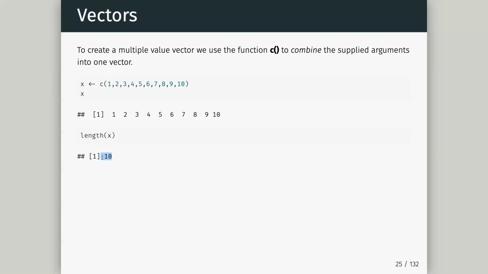So this is our first multiple-value vector. We've created it ourselves using combine, we can print it out, and we can look at it.